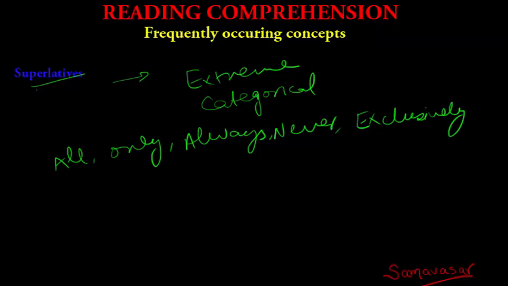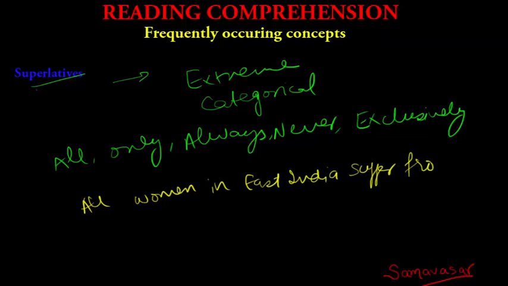So for example, if some answer choice says that all women in East India suffer from swine flu. Now just because of this one word, maybe the answer choice has become wrong. So the passage may have mentioned that swine flu has affected most women in East India, or women were the most affected group in East India from swine flu. But because we've added this word all, it has completely changed the sense.